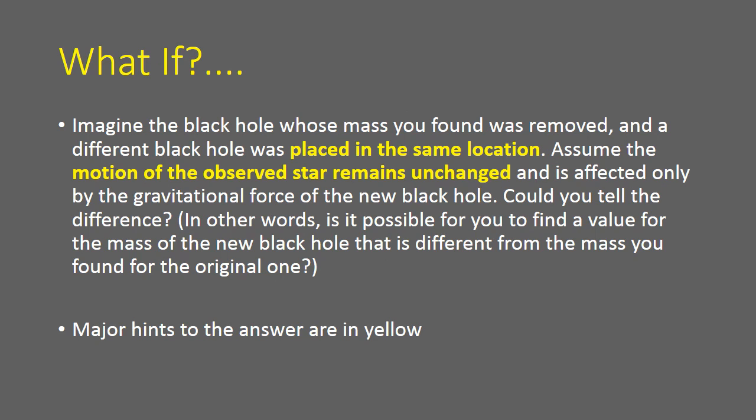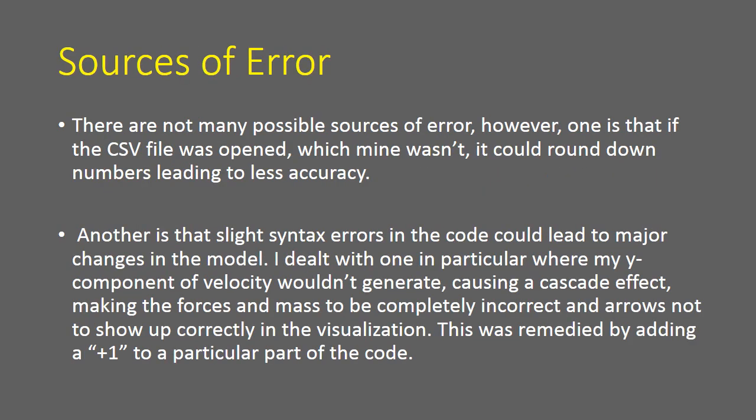So what if the black hole was replaced by another black hole at the same location and the motion of the observed star due to the black hole was unchanged? Would we be able to tell the difference? The major hints to the answer are in yellow, and that would be no. There would be no way to tell, because if the motion is the same and the location is the same, then the FNets are going to be the same, and therefore the mass will be the same according to our equations. So there are not very many possible sources of error.